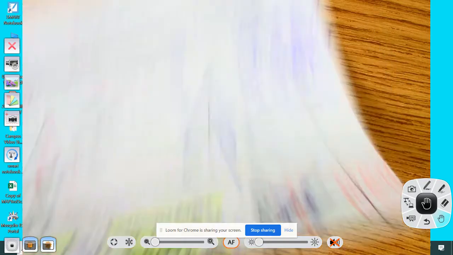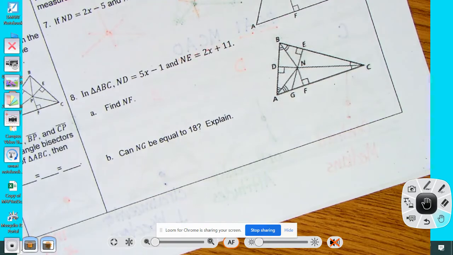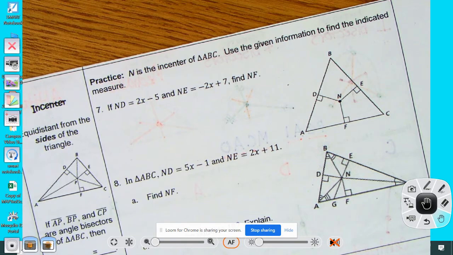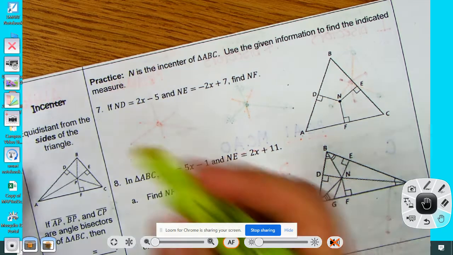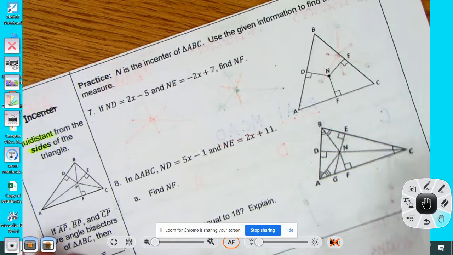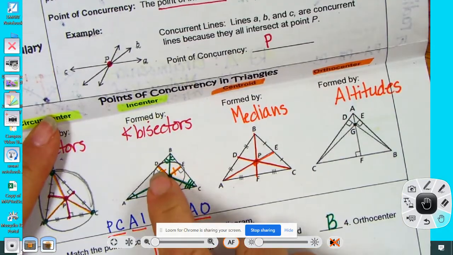All right, so let's do the incenter. 2 more examples, and then you can get started on your assignment. So the incenter is equidistant to the sides, which is what I talked about over here. Whenever I highlighted these yellow, I said it's equidistant to the sides, so it's the same thing.